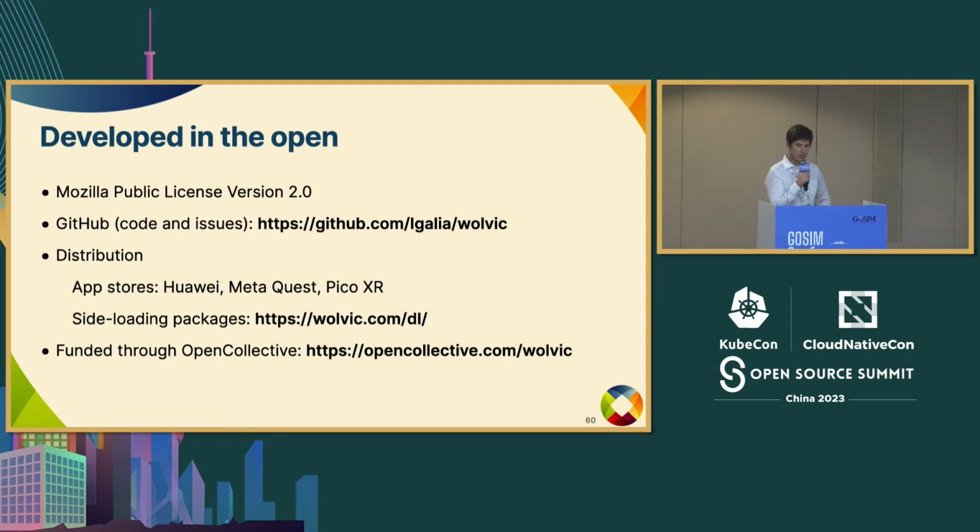Wolvic, as I mentioned before, is an open source project. It is released under an open license. And we use GitHub for development, for the code, for the issues. We keep a wiki there also for developers. It's currently being distributed in several app stores: Huawei, Meta, and Pico. And we also provide packages for sideloading that people can download and install on their devices directly. And Wolvic is funded through an Open Collective where partners can contribute to the project.